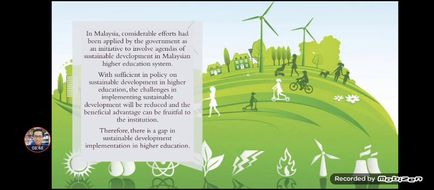In Malaysia, considerable efforts have been applied by the government as an initiative to involve agendas of sustainable development in the Malaysian higher education system. With sufficient policy on sustainable development in higher education, the challenges which we explained in our full paper in implementing sustainable development will be reduced, and the beneficial advantage can be fruitful to the institution, especially those who are seriously trying to put the idea of sustainable development in their daily operation. Therefore, there is a gap in sustainable development implementation in higher education, particularly in the Malaysian setting.